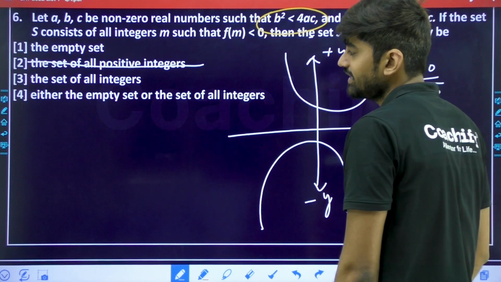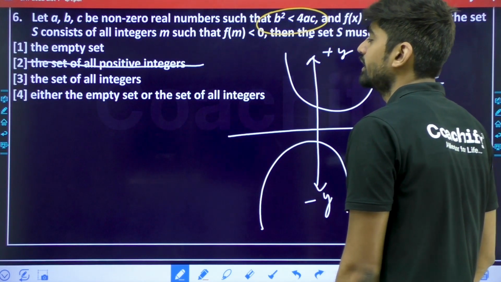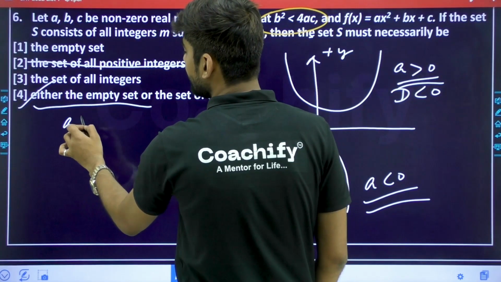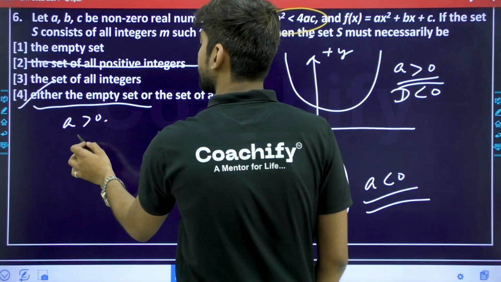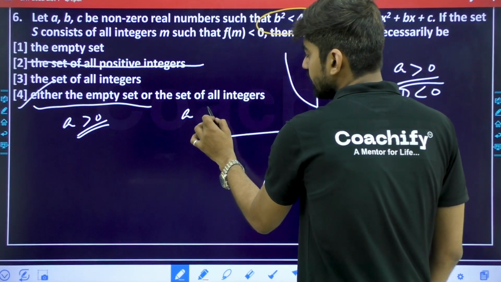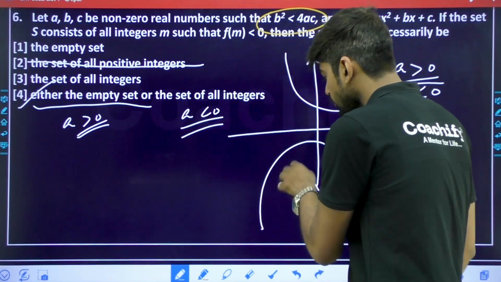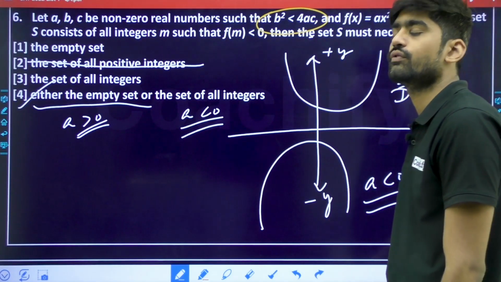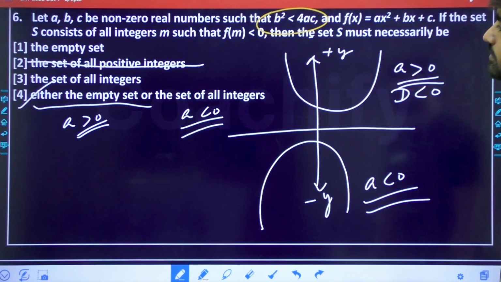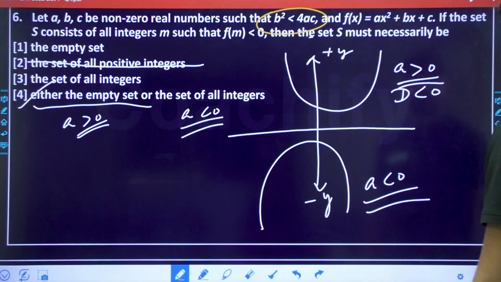The fourth option says either the empty set or the set of all integers. Yes, this is my answer. It will be an empty set when A is greater than 0. It will be the set of all integers when A is less than 0 and the curve opens downwards. What a beautiful question, guys. So this was a question based upon quadratic equations.